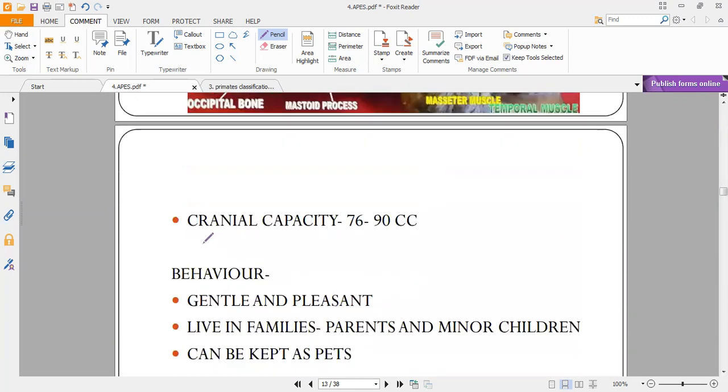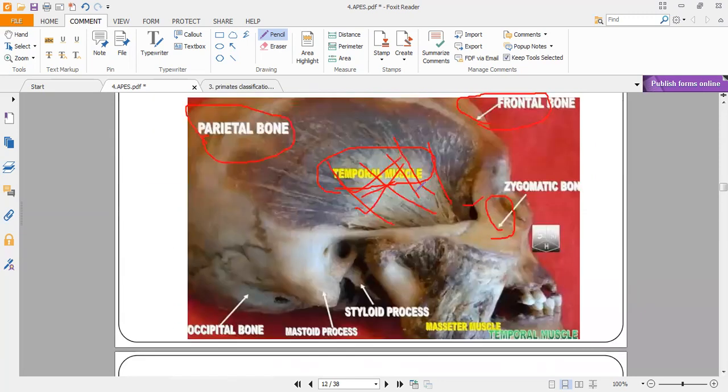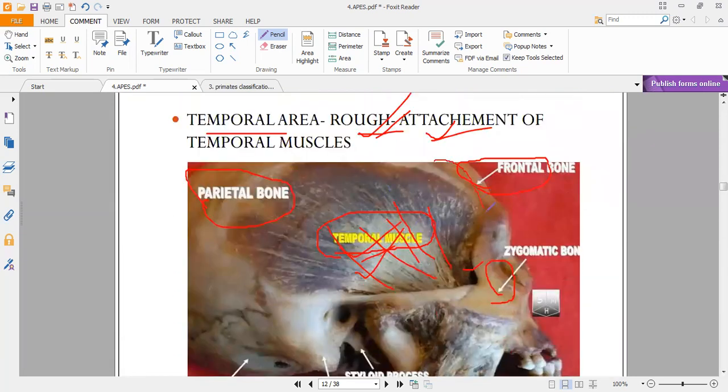Now, cranial capacity. Cranial capacity means the volume of the brain case, the brain area. How much space is there actually? It is called cranial capacity. For example, within this skull, how much volume or how much space is there for the brain?